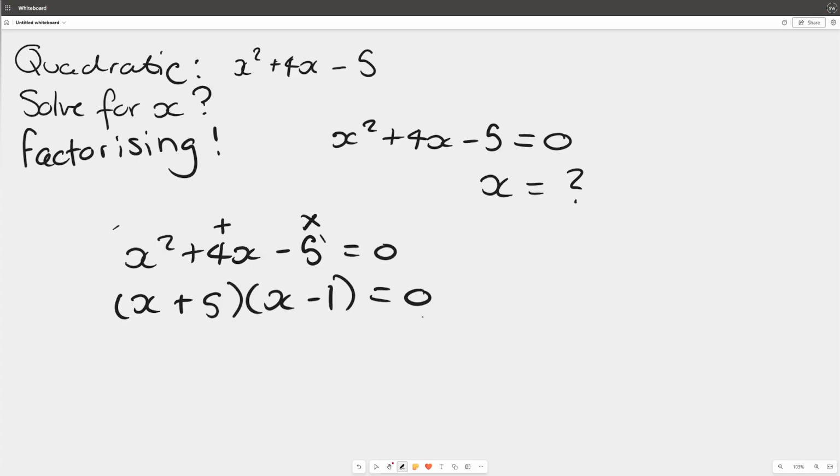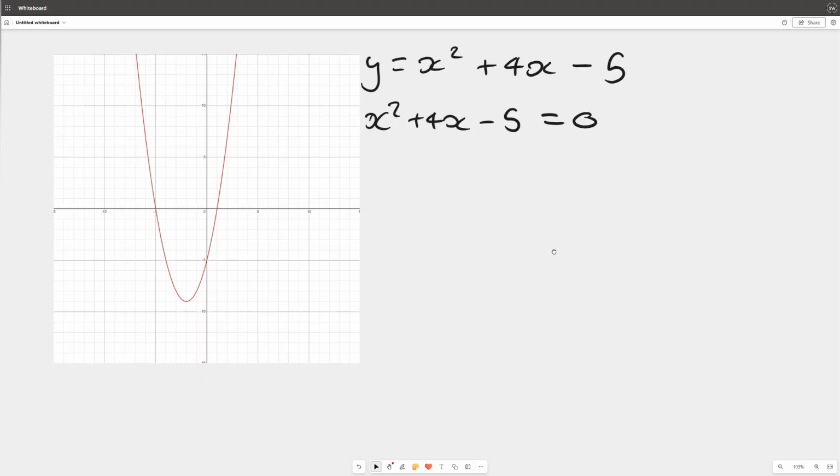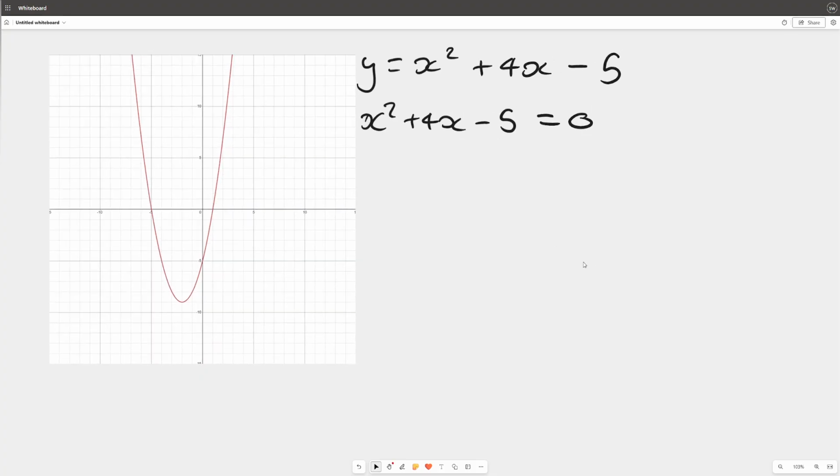But what does it actually mean for this to be equal to 0? Well, I've got a graph over here of the same equation. Now this time I have graphed it. So this is y is equal to x squared plus 4x minus 5. So we are saying our y coordinate on this graph at any point is equal to this equation. So given a value of x, if x is 1, then we have 1 squared plus 4 minus 5 is 0. So if x is 1, then you can see here the y value is 0. That is how this graph works.